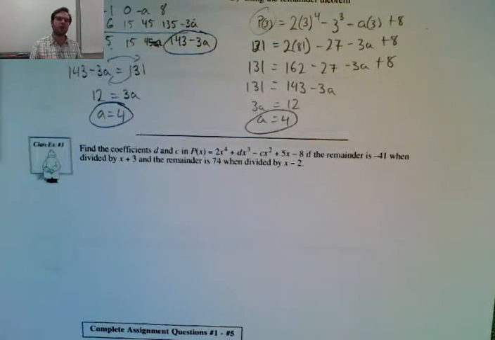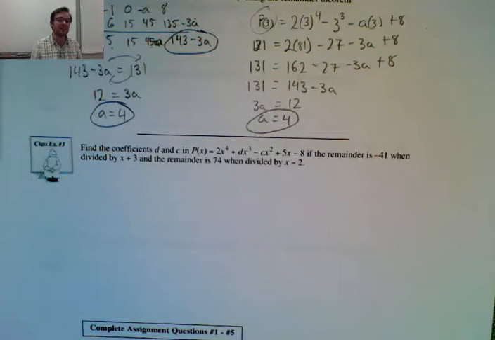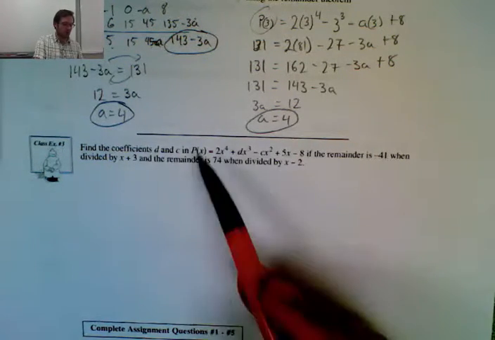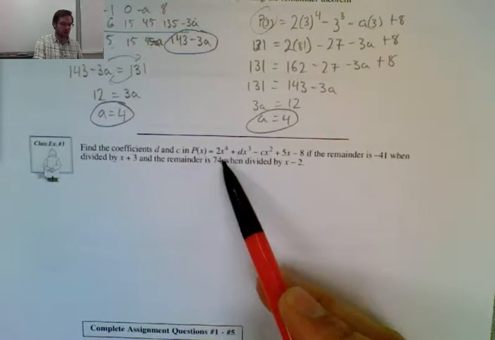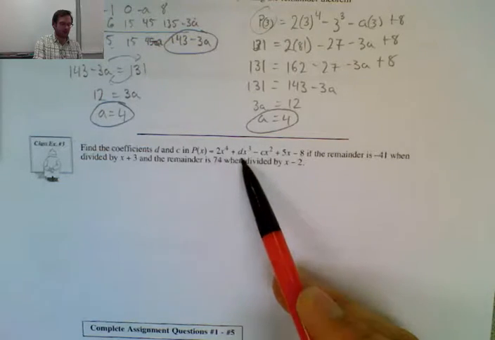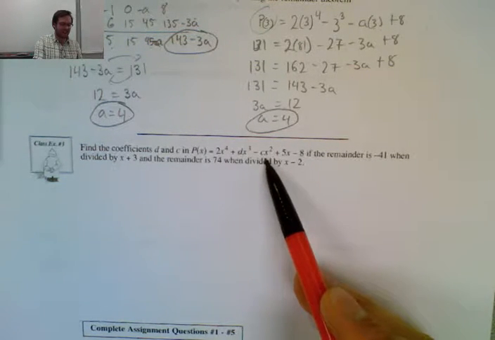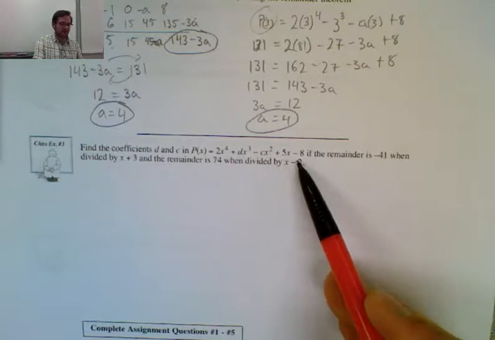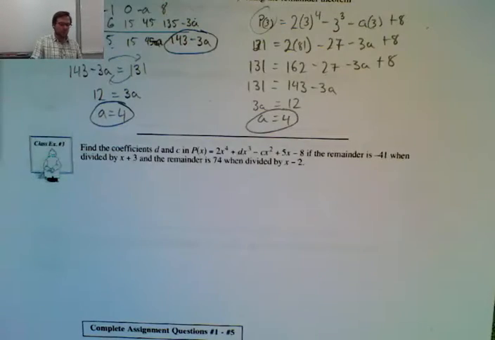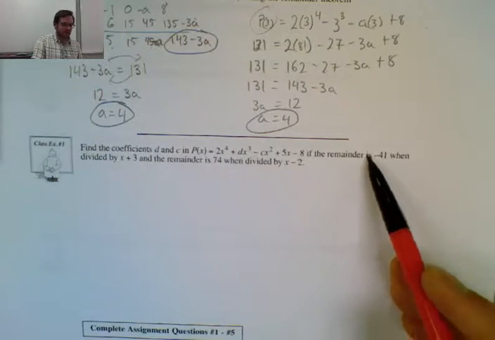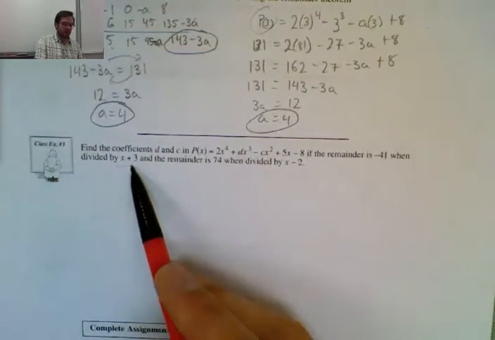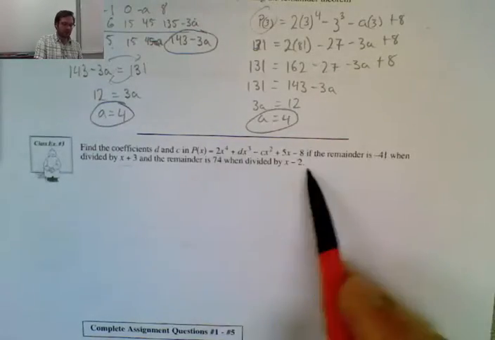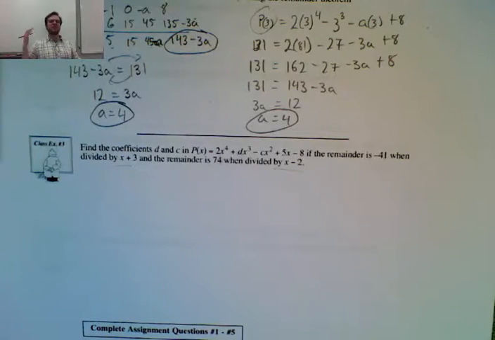It says, find the coefficients c and d given the following equation, where the polynomial function is 2x to the power of 4 plus dx to the power of 3 minus cx squared plus 5x minus 8. Where the remainder is negative 41 when divided by this, and the remainder is 74 when divided by that. Now this at first looks complicated.